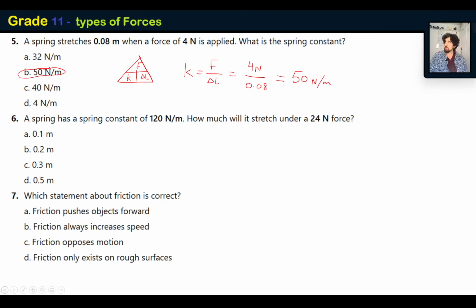I think it's time to change color, and let's go with orange. A spring has a spring constant of 120 newtons per meter. So spring constant, that's K. And how much will it stretch under 24 newtons? So that's the force, and we want delta L. So once again, we use the same formula. Delta L is going to equal the force divided by K, which is equivalent to 120 divided by 24, and that is equal to, did I do this right? Oh no, sorry, other way around. 24 divided by 120. Sometimes I mess up, right? Which is going to equal 0.2 meters.